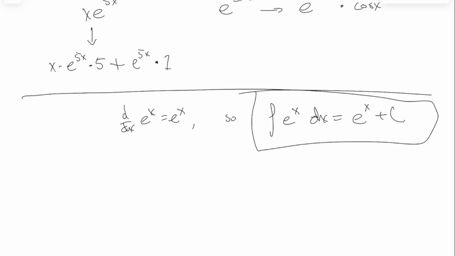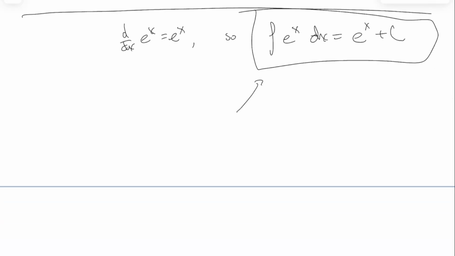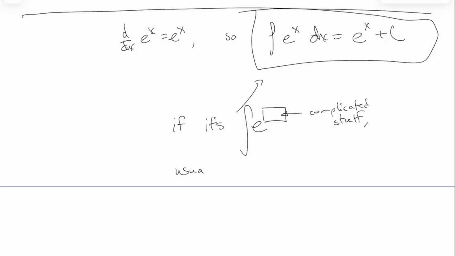Now, what if, instead of just e to the x, you had some other business inside of the exponent? Actually, in the case of an integral, it becomes much harder. There is no standard chain rule thing that you have when you're doing antiderivatives. The closest you can do is the u substitution. So let's just try one. If it's something like e to some complicated stuff, and it's in an integral, then usually you have to do the u substitution.